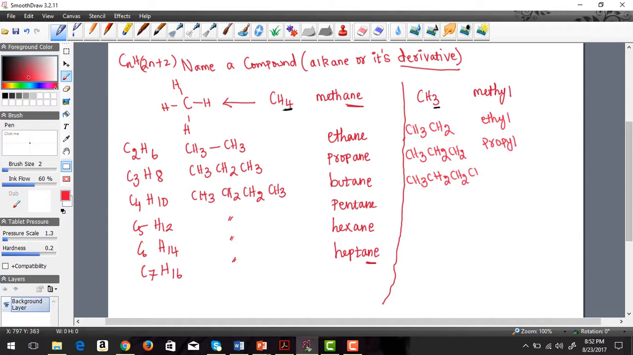It doesn't always have to be the right terminal carbon. It could be the left terminal too. But you can only remove 1 hydrogen. Don't start removing a crazy number of hydrogens. And I want you to try for pentane, hexane, and heptane and write its name.